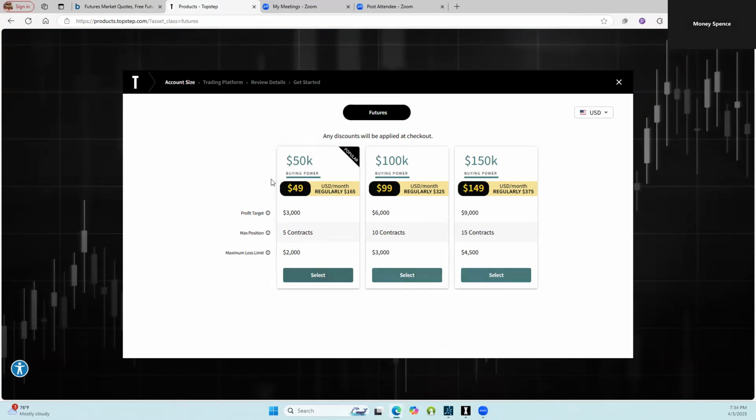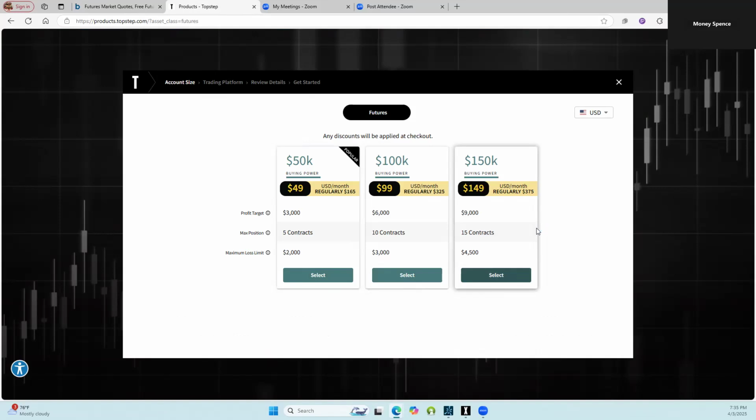The first option is the 50K account. You pay $49 for this account. The second option is a $100,000 account. You pay $99 for this account. And the third option is a $150,000 account and you pay $149 for this option. With each Combine account, you have a profit target that you must reach before you can get a funded account to trade futures.